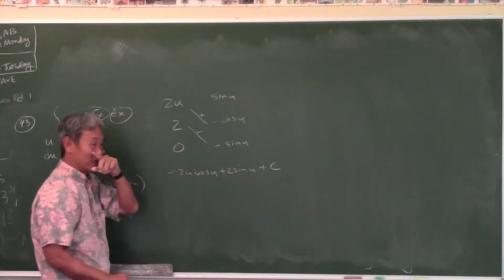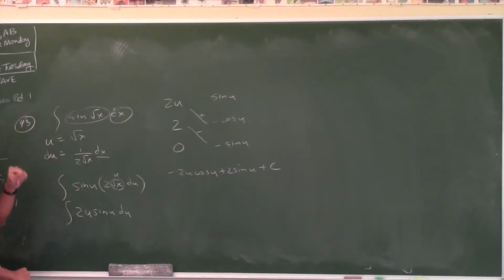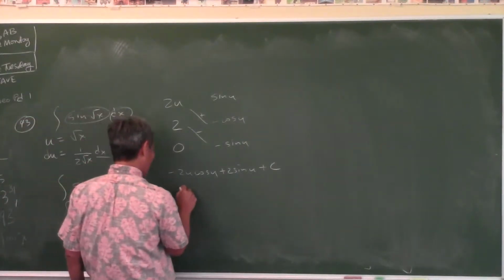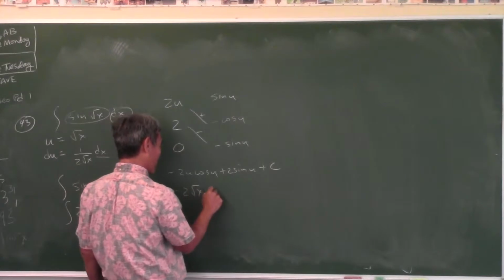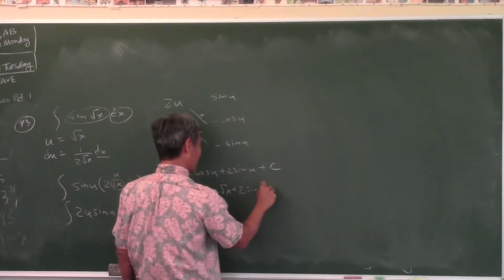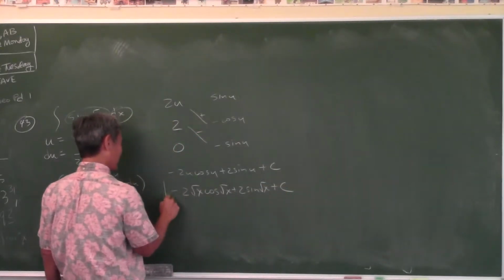Box that. That's the answer. No, don't be ridiculous. You have to resubstitute back in. So your final answer is, you gotta substitute root x for u. What happens if you don't? Minus 1. 99 is a darn good score on the test, right?